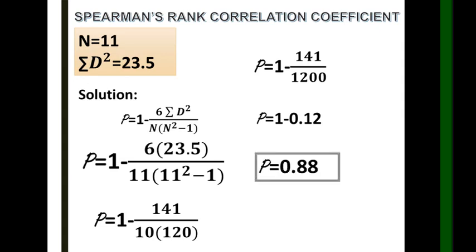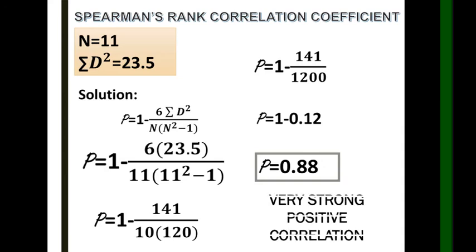Now, go back to the interpretation. What do you think is the interpretation for this rho? 0.88. The answer is very strong positive correlation.